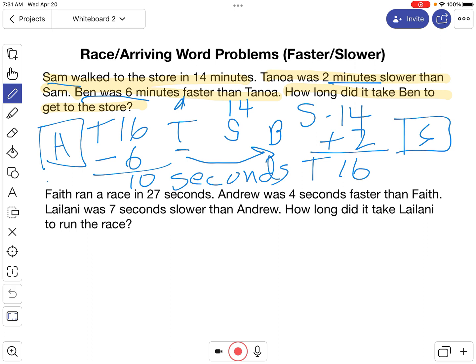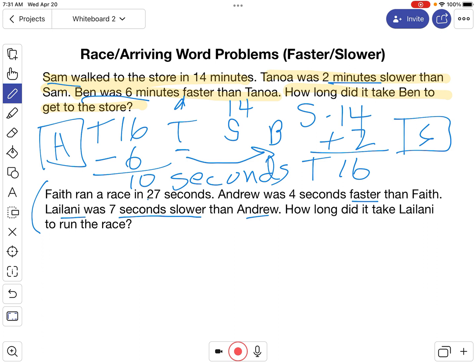Now here's a similar problem. This is running in a race. Faith ran a race in 27 seconds. Andrew was 4 seconds faster than Faith. Leilani was 7 seconds slower than Andrew. How long did it take Leilani to run the race?